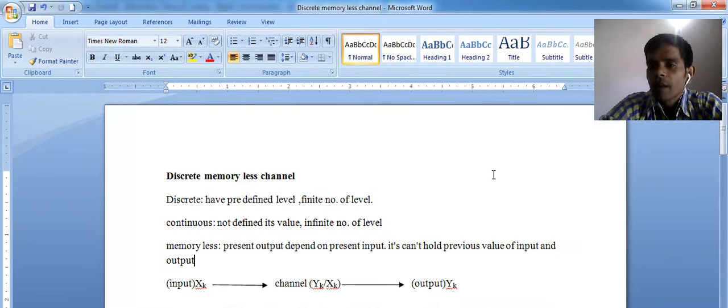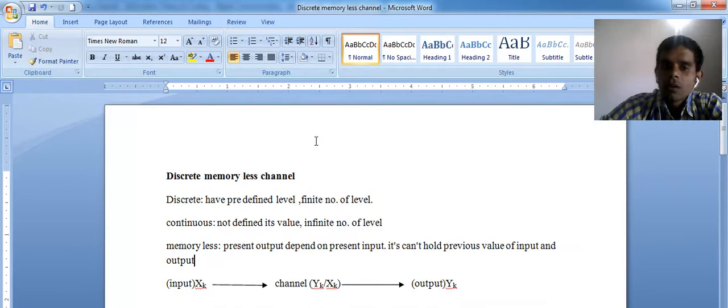We have a finite number of levels. It means if we want to do any work in a discrete memoryless channel, we have predefined results, predefined values. If I am talking about the same thing in terms of continuous, we have an infinite number of levels. We don't define its value or its result.